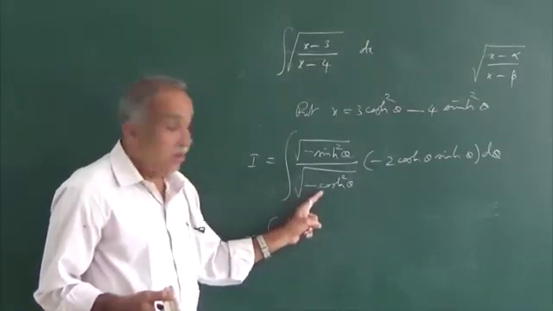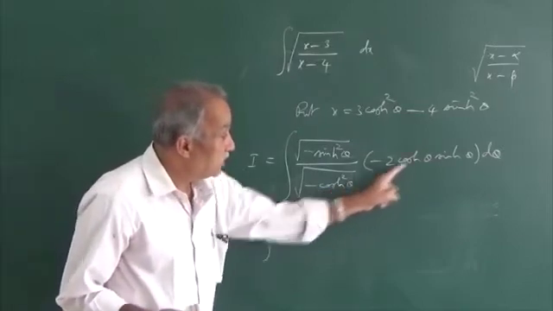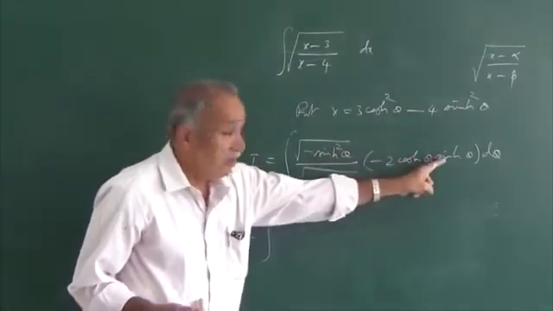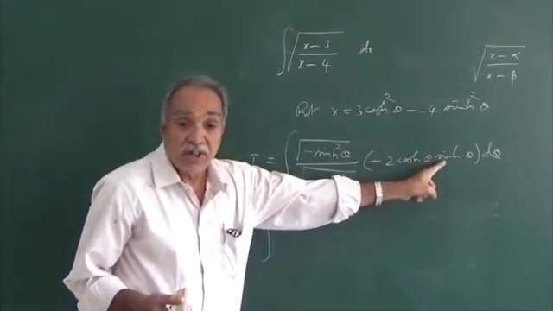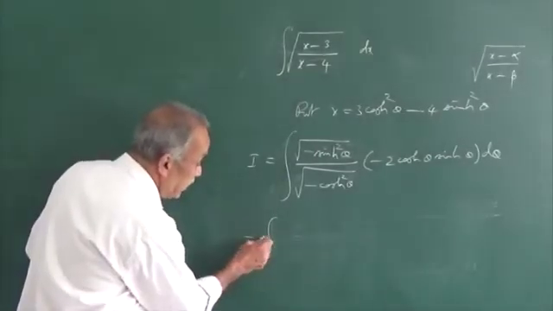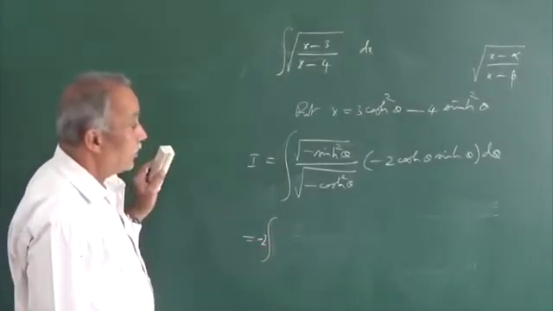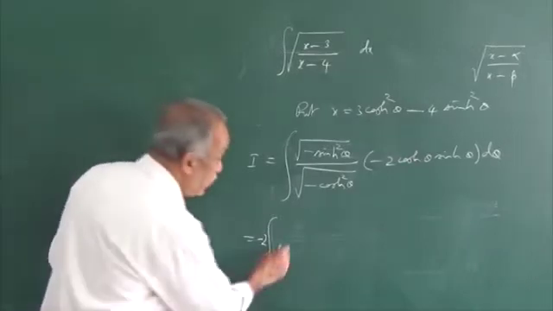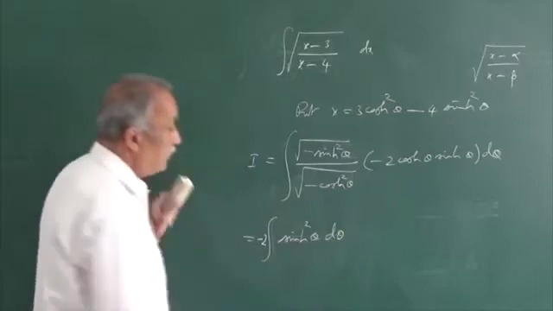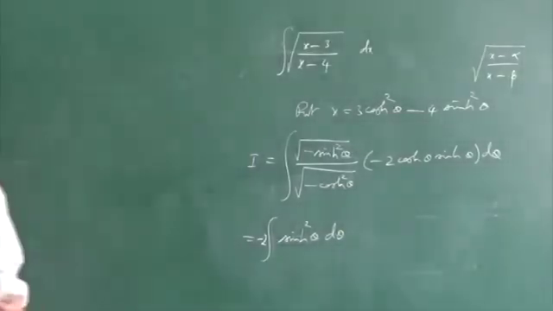Negative signs cancel. Root cosh square theta cancels against this. Root sinh square theta into this sinh theta, you will be getting sinh square. So the integrand becomes minus 2 into sinh square theta d theta. How do you get this integrated?